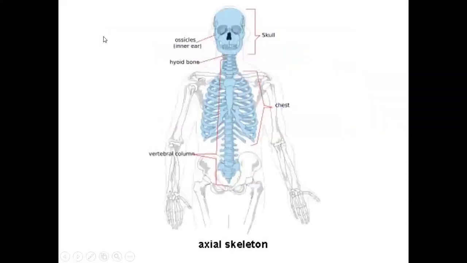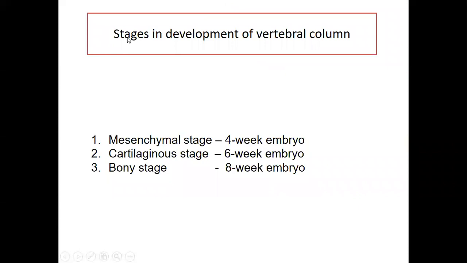Thank you. Okay, from this picture, as you can see here, in the middle part, the blue color part represents the axial skeleton. So in the middle here, we have the vertebral column, we have the chest, and then we have the other bones that form the axial skeleton. Okay, now we're going to move further to discuss the stages in the development of the vertebral column.